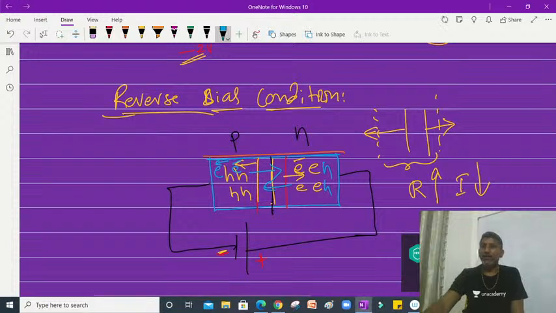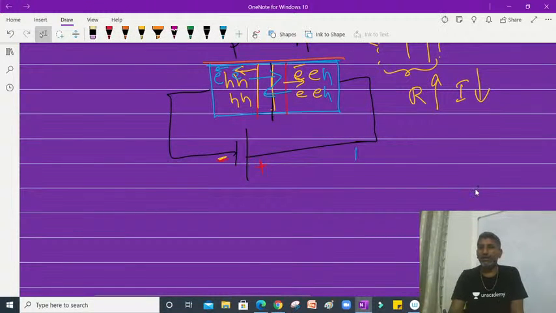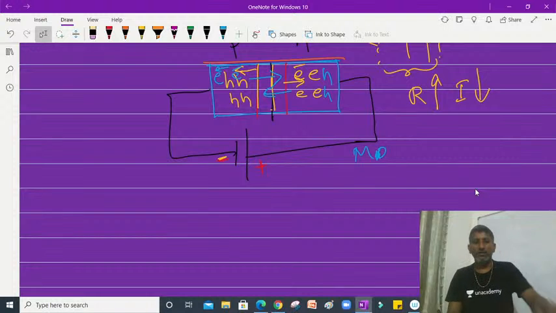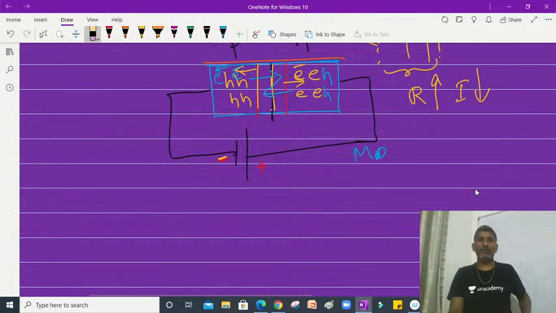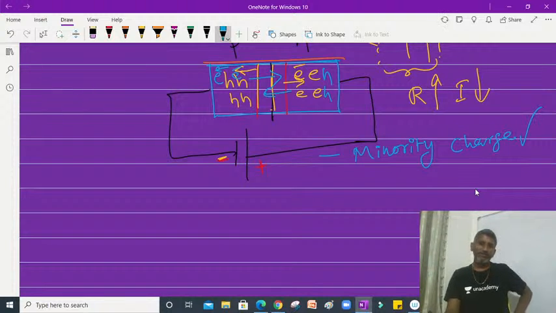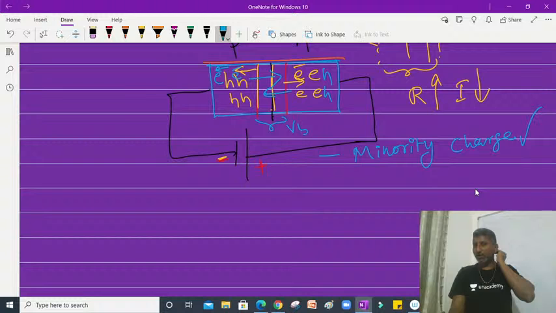So here, due to minority charge carriers, you have to note this one. What I'm saying is minority means just less in number. Minority charge carriers will contribute to current, and also as this potential increases here, barrier potential will be there.